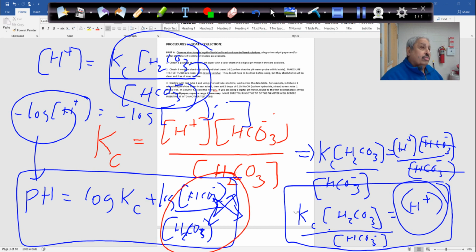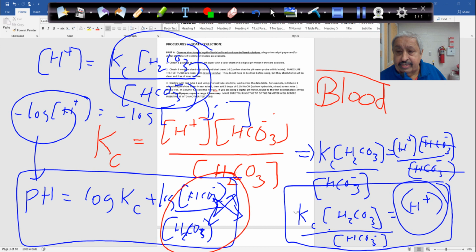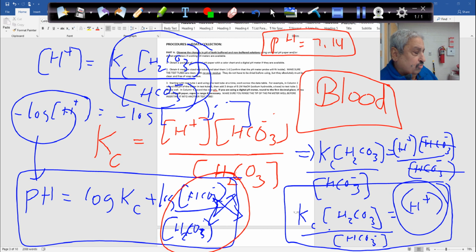Now, what are those natural buffers? Somebody will tell me. What are those natural buffers in our body? Blood. Blood has a very, very sensitive pH. The pH of the blood is about 7.4. I think it's about this. So it's close to neutral.